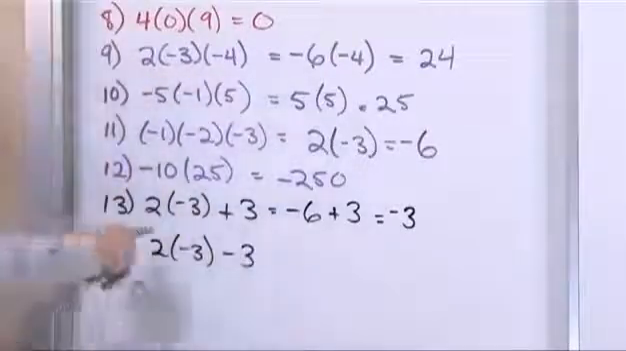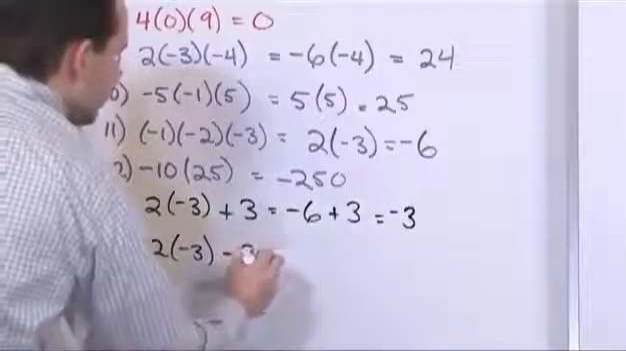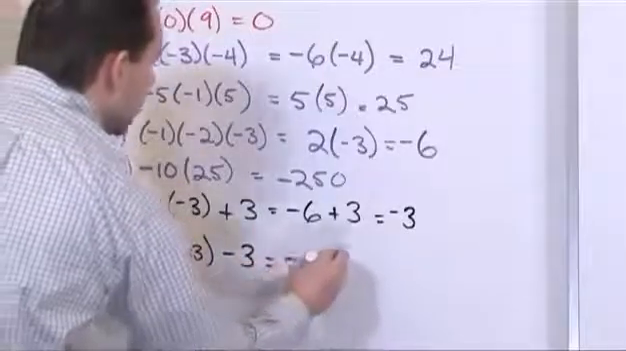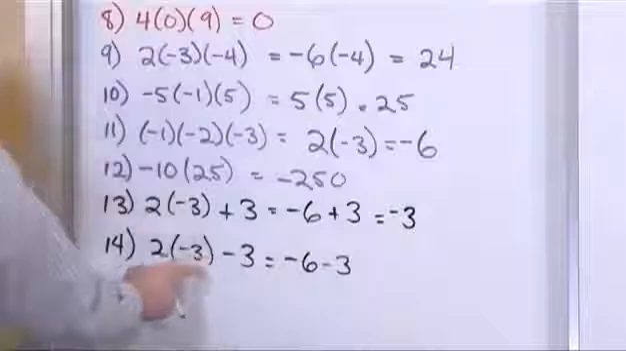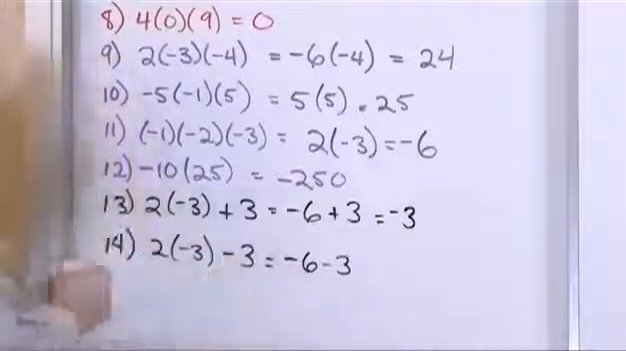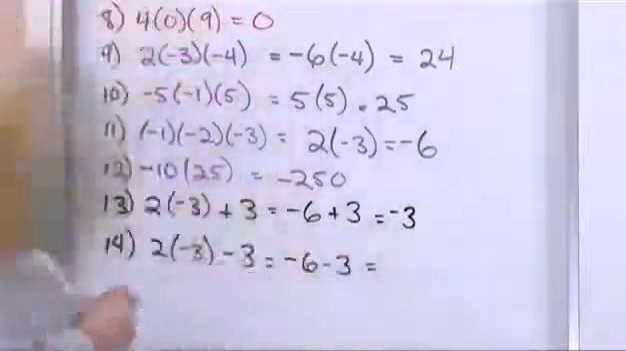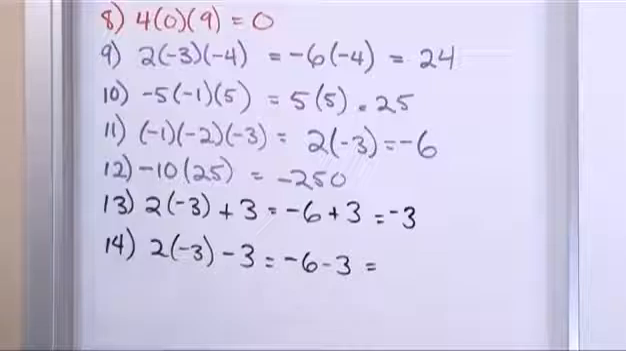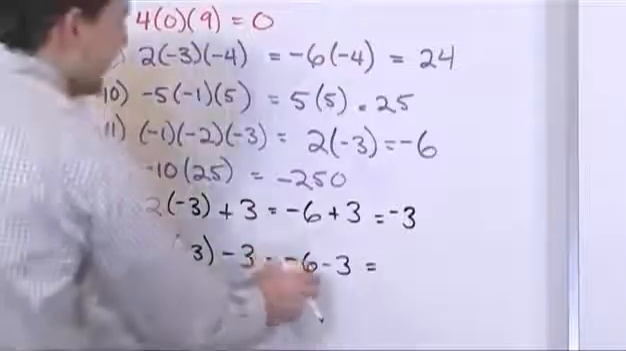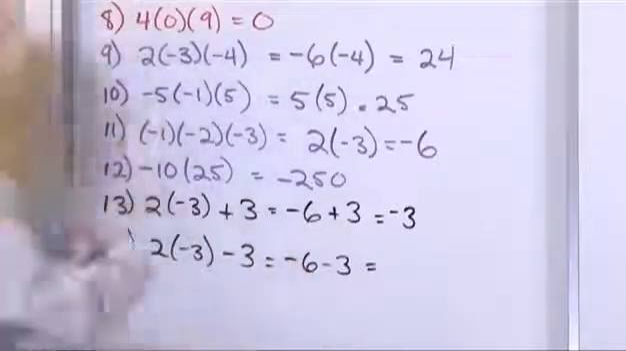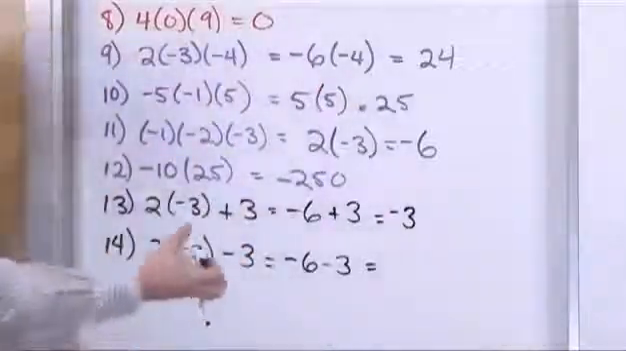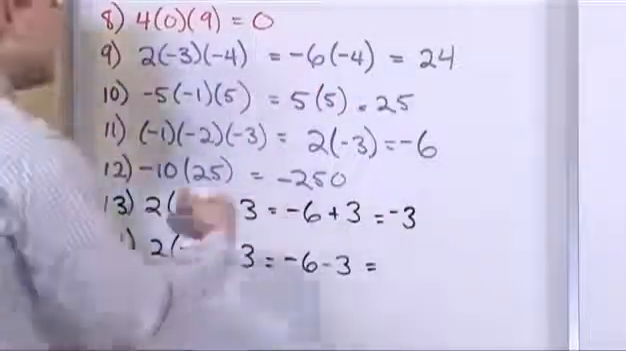So same exact problem, but you have a minus 3. So we'll have exactly the same thing over here, negative 6, but we'll have a minus 3. 2 times negative 3 gave us negative 6. Then we have to subtract 3. Now when you think back to the rules of subtraction, if we have a negative 6 and we take away more from it, then you have to be getting more and more negative.